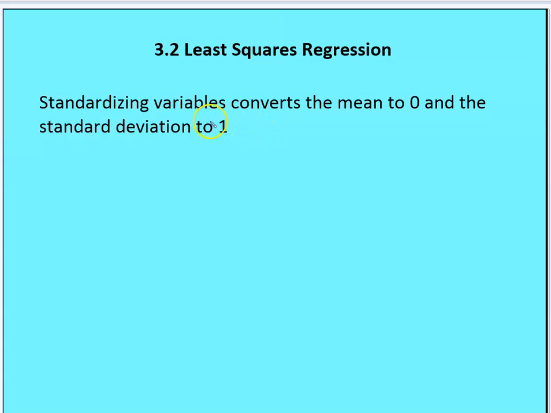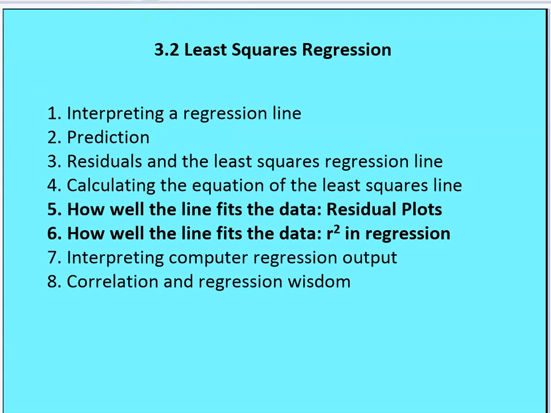All right, so let's talk about standardizing variables, and we'll go through this more. Standardizing converts the mean to 0 and the standard deviation to 1. So more on this later, but when we standardize, then the mean is 0 and the standard deviation is 1. Okay. So I just wanted to highlight that.